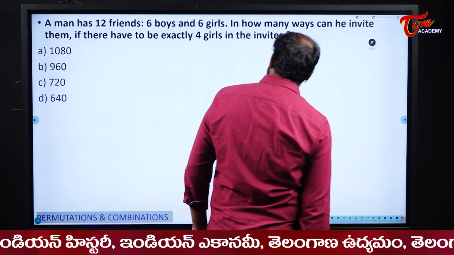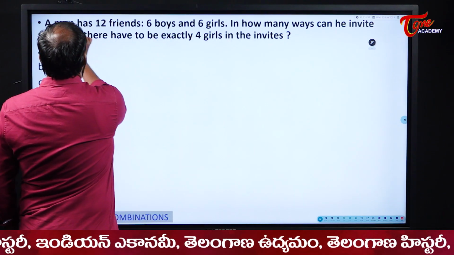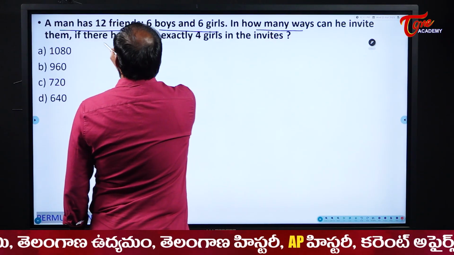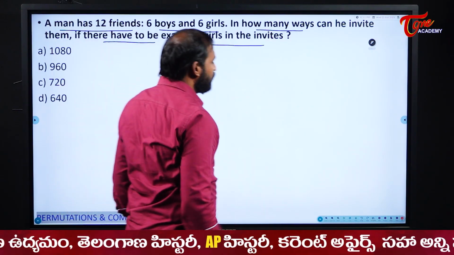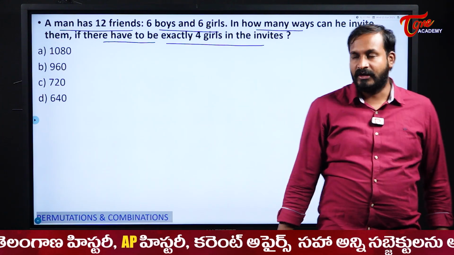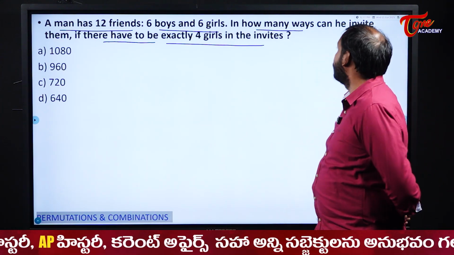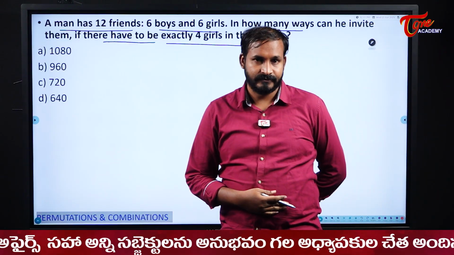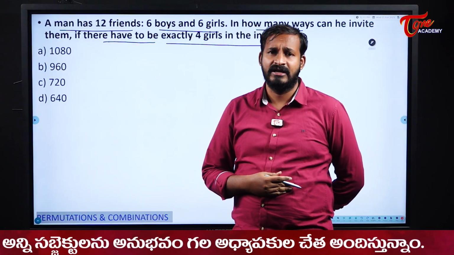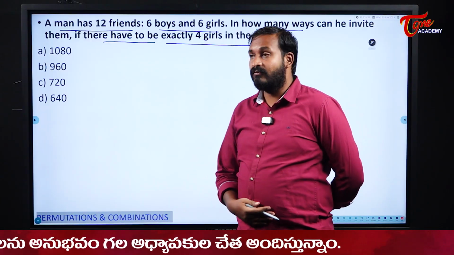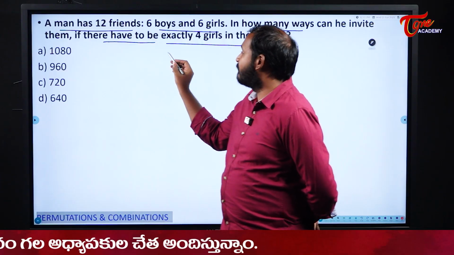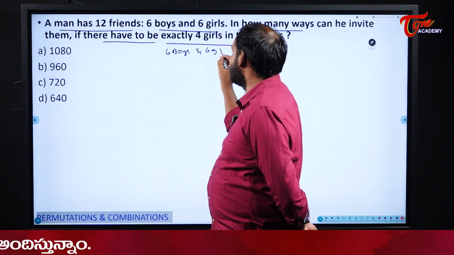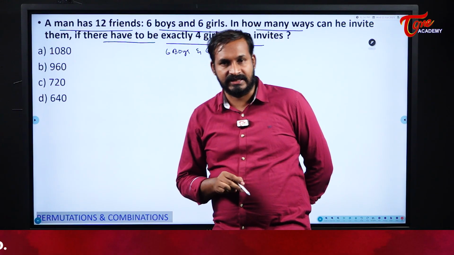Next one. A man has 12 friends, 6 boys and 6 girls. In how many ways can he invite them if there have to be exactly 4 girls among the invitees? The number of persons invited is not mentioned here. Overall he has 6 boys and 6 girls available.